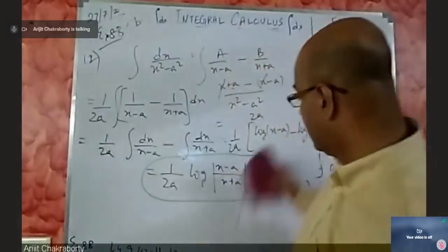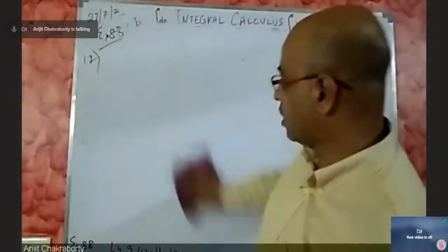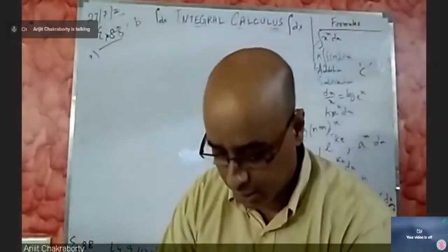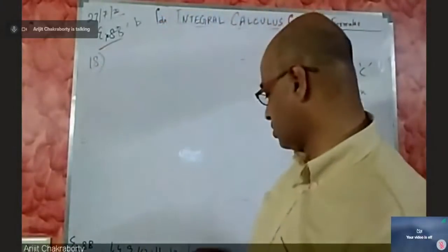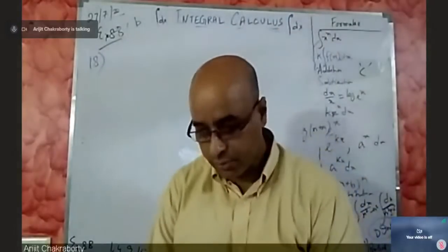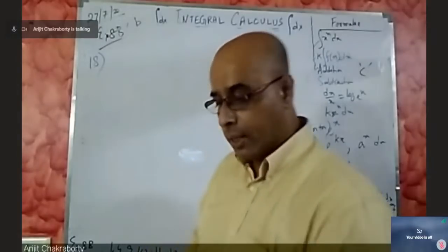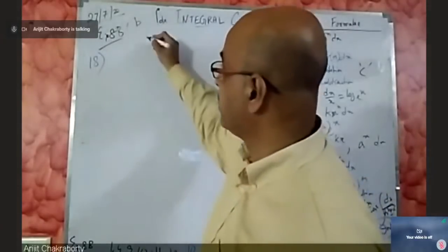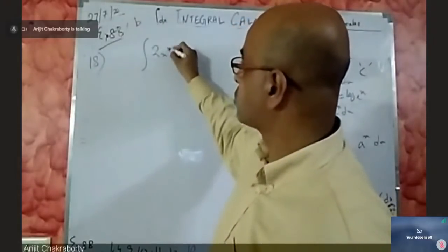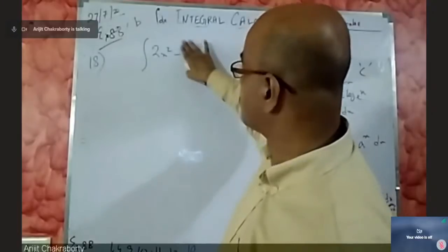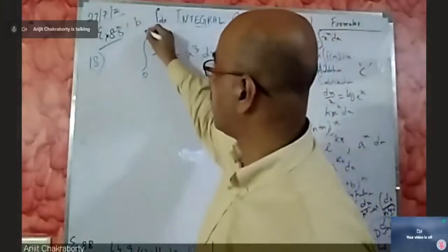This is a question on definite integral. So we are solving number 18 now. I'll keep a note of this, 18. In question number 18, the idea is you have to integrate. It's a definite integral, limits are given. Integrate 2x square minus x cube dx. The limits are given between 0 and 1.